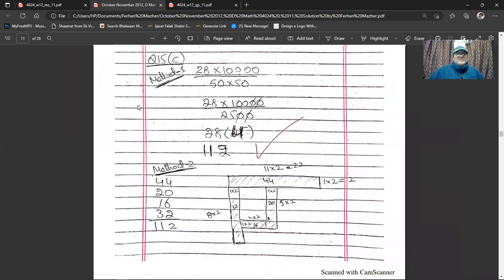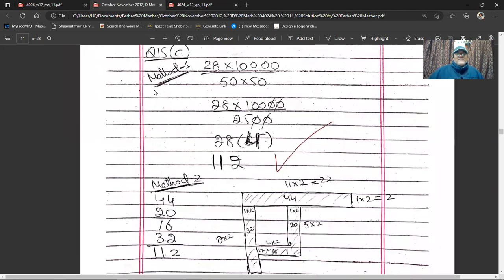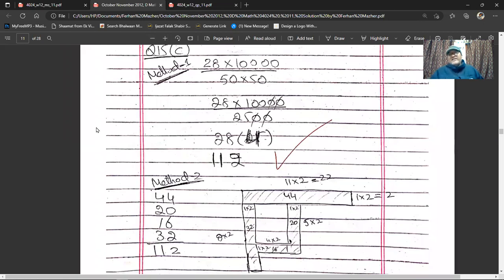So let me show you both the methods. These are the two methods. By both these methods, we can find the number of the tiles. Whatever method you like, you can adopt.